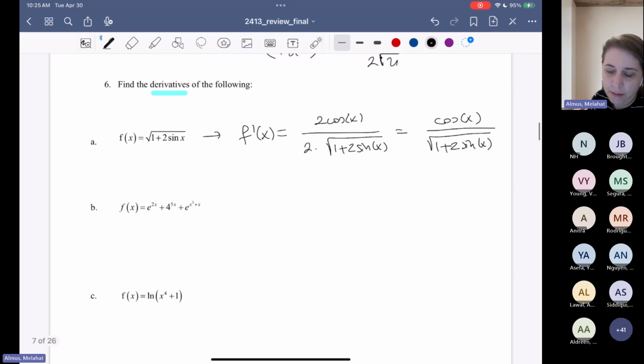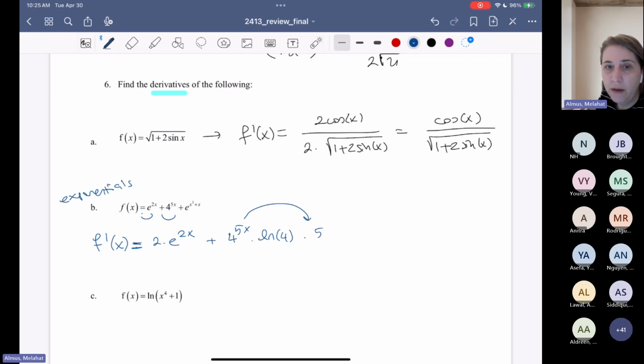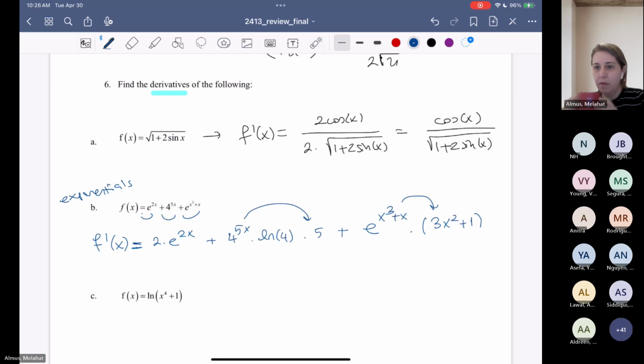Okay, and a practice on exponentials. It's very important for us. Derivative of e to the 2x is 2e to the 2x. Derivative of 4 to the power of 5x is itself times ln of 4 times 5. Chain rule says multiply by the derivative of the exponent plus exponential again. Is that cubic? Yes. Itself times derivative of the exponent due to chain rule.